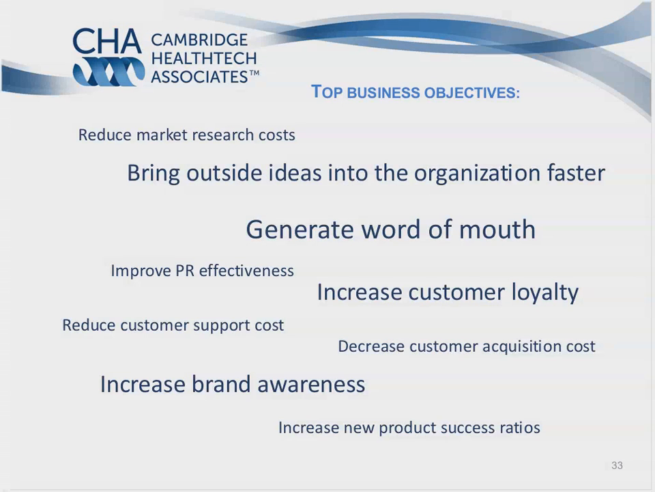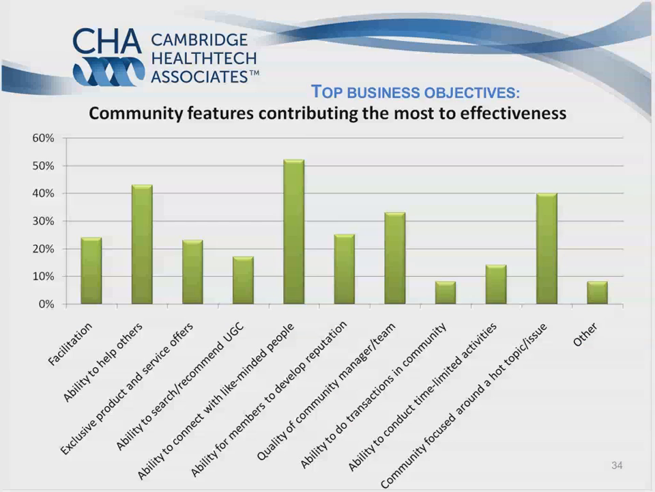Some of the top business objectives that people reported in this Deloitte study would be to reduce their market research costs, to bring outside ideas into the organization faster, to generate that word of mouth, to improve, as I said, PR effectiveness, to increase customer loyalty, reduce customer support costs, decrease customer acquisition costs, increase brand awareness, and increase new product success ratios. And these are some of the areas where we would love to talk to you and hear some of your ideas on how you would like to have us help you work on these, and maybe create some new things that maybe we've never done before to help generate some word of mouth and get the excitement going about what you have to offer in the marketplace.